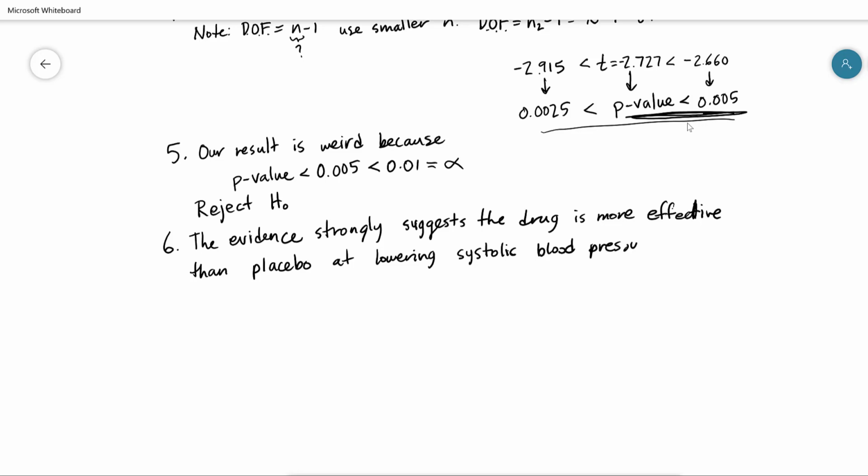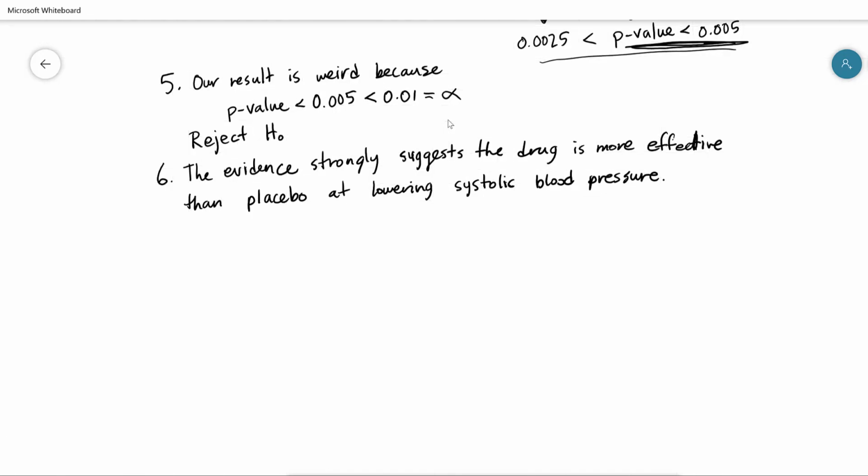Again, notice this last sentence, our conclusion, has no statistics jargon. It does have some medical jargon, systolic, placebo, etc. But it doesn't say anything about null hypotheses. It doesn't say anything about significance levels or p-values or anything like that. It's just a plain English sentence. The evidence strongly suggests the drug is more effective than placebo at lowering systolic blood pressure. That is our conclusion. How do we do this one on the calculator?